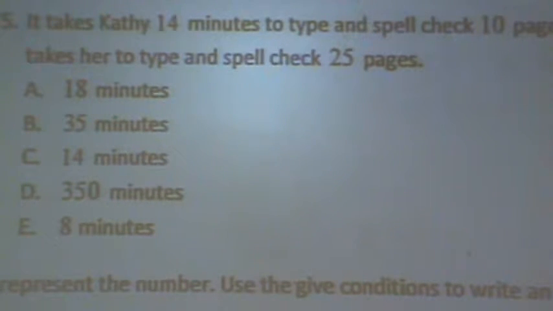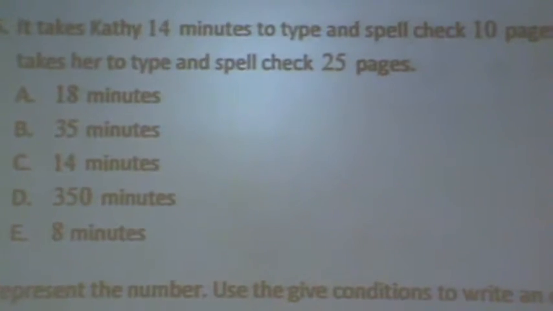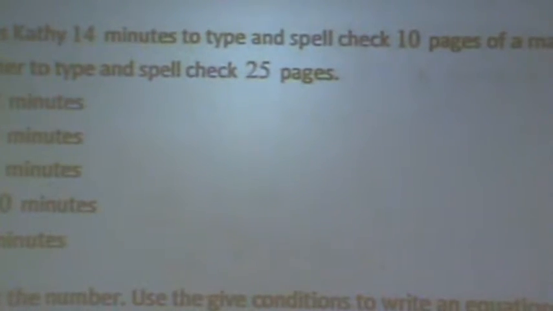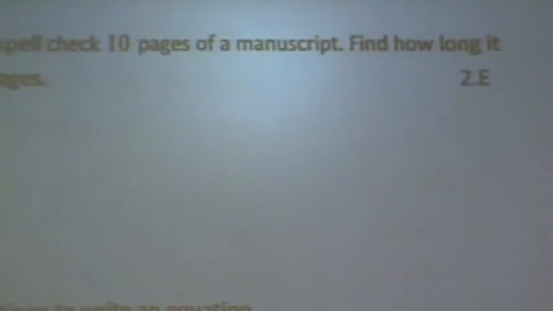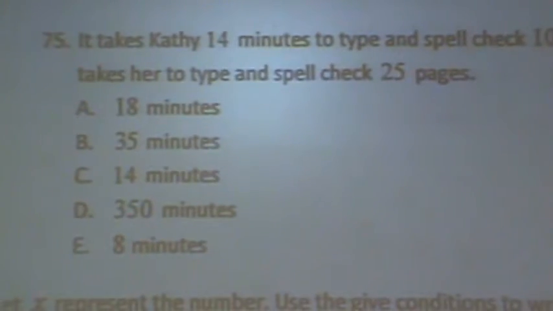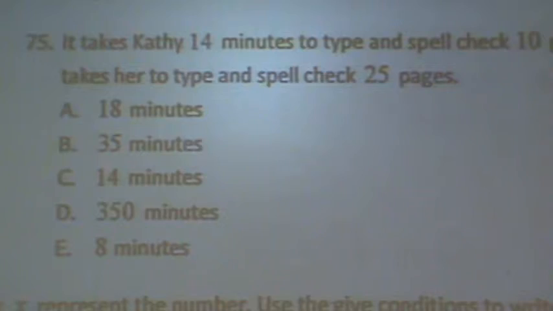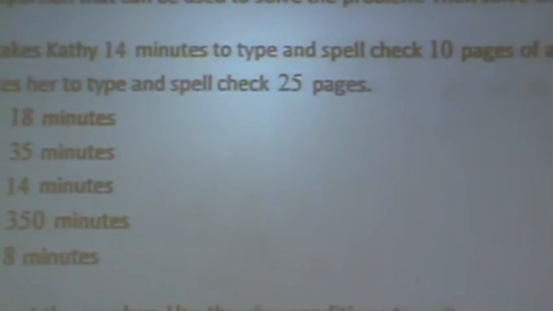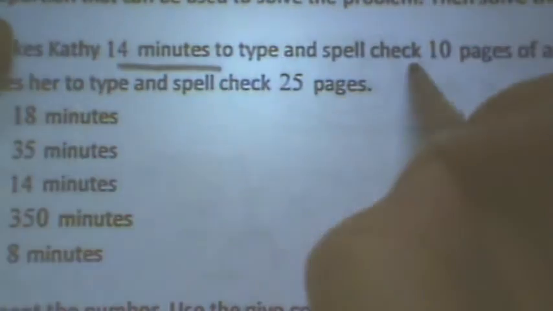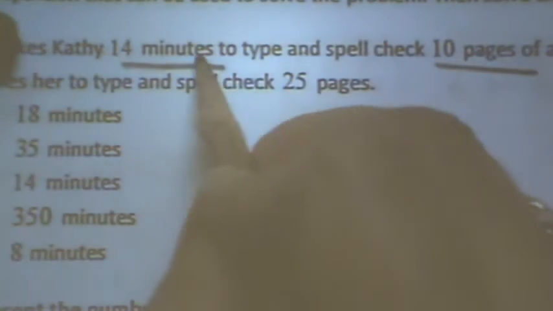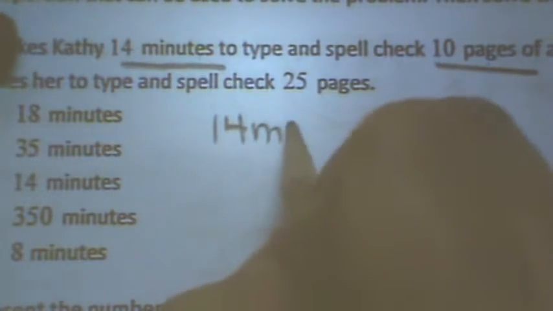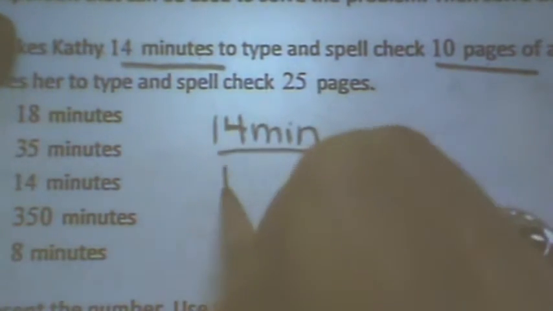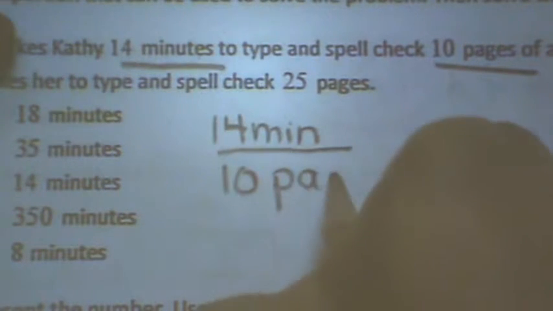It says that it takes Mary 14 minutes to type and spell check 10 pages. And we want to know how long it's going to take her to type and spell check 25 pages. So we're going to make a comparison. 14 minutes for 10 pages, so time over pages. So we have 14 minutes for her to do 10 pages.